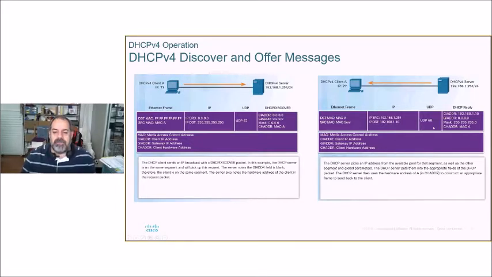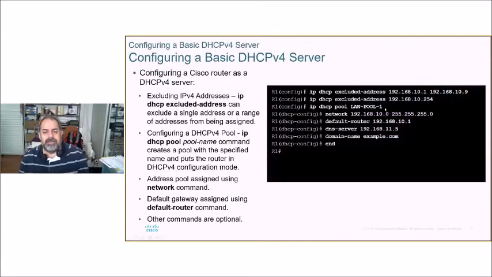Then when the server replies with the offer, it will fill in some of those address details. It will know the destination MAC address from the client. It knows its own MAC address, and it knows its own IP address, and that's the IP address that's offered to the client. From there, the client can either accept or ignore that offer, and away it will roll.